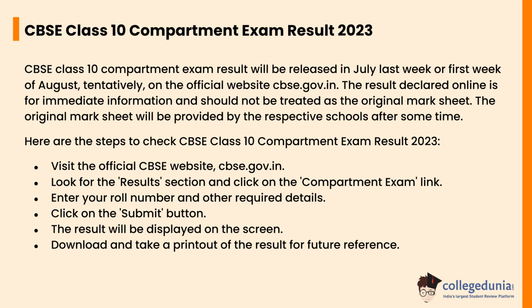CBSE Class 10 Compartment Exam results will be released in July last week or first week of August tentatively. The results will be declared online on the official website. To check the results, go to the official website at cbse.gov.in and navigate to the results section. Under results, click on the compartment exam link. Now, enter your roll number and other required details and click on the submit button. The compartment exam results will be displayed on the screen. Download and take a printout of the result for future reference.